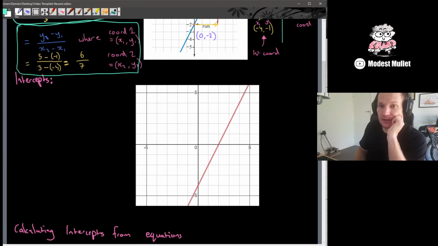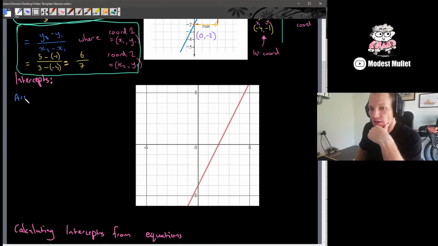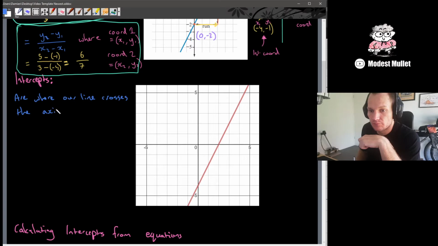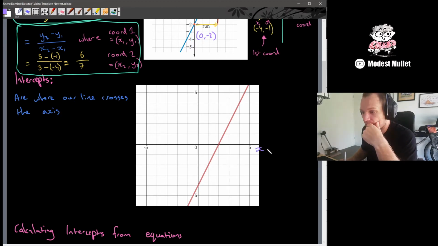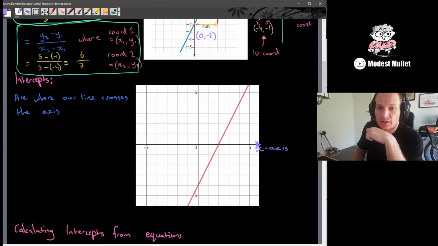Rightio. Intercepts. So intercepts are where our line crosses the axes. So let me label these axes quickly. We have our x-axis going this way, and we have our y-axis going up.